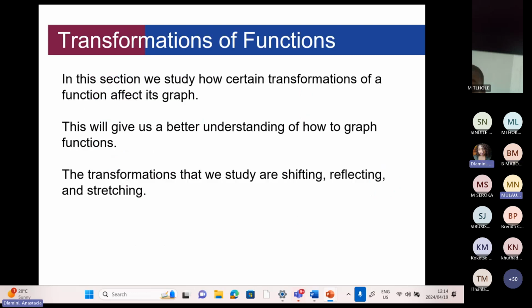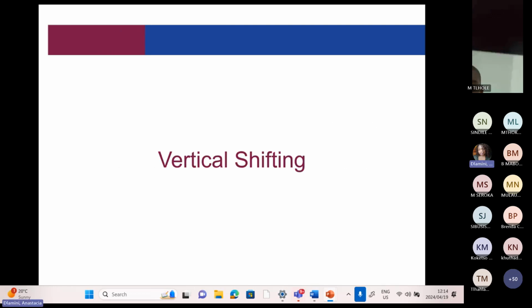So let's move back. Now, the transformations that we study are shifting, reflecting, and stretching. Vertical shifting is what he did, up or down. That's vertical shifting. So if you're shifting something, let's say it's here, vertical means you're moving it up or you are moving it down. Are we together there? Yes. That's the up part. Yes, ma'am.